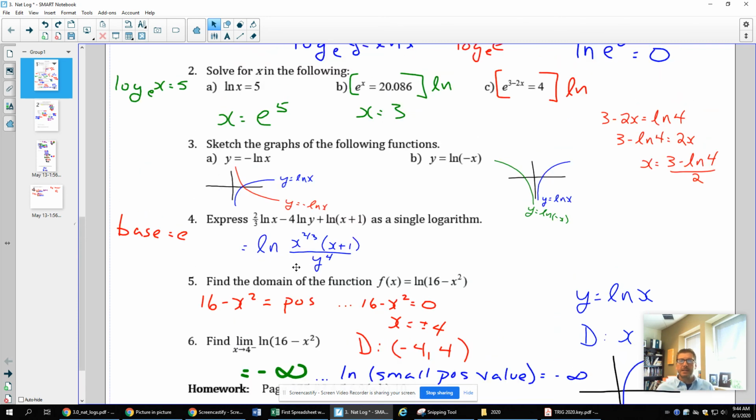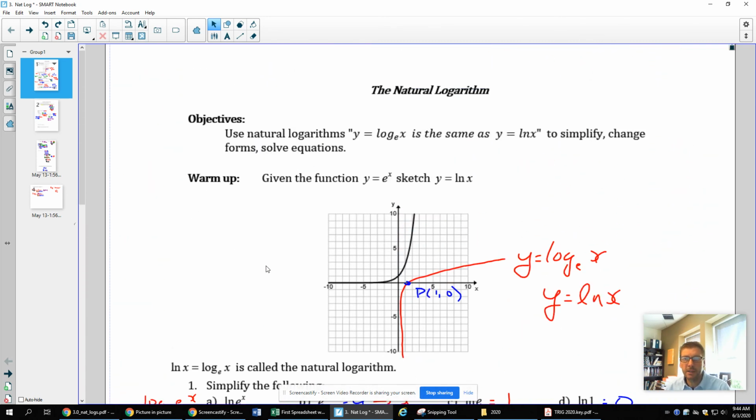All right, so that's a quick review then for properties of logarithms, and in particular properties of logarithms that have base e. So again, whenever you see natural log of x, it means log of x to the base e.